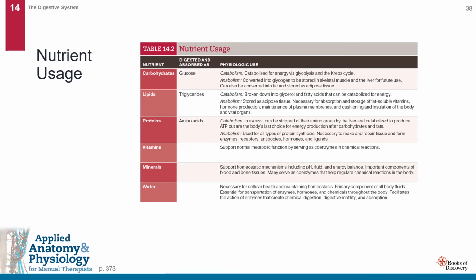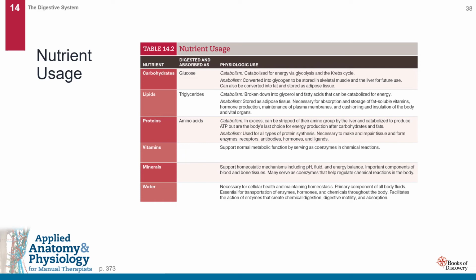When it comes to lipids, they are digested and absorbed as triglycerides. They are broken down into glycerol and fatty acids that can be catabolized for energy. They are also stored as adipose tissue, necessary for absorption and storage of fat-soluble vitamins, hormone production, maintenance of plasma membranes, and cushioning and insulation of the body and vital organs.